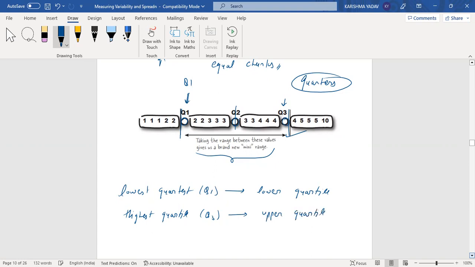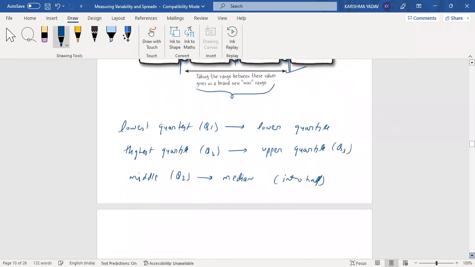Upper quartile, or you can say third quartile. And the quartile in the middle, that is the middle quartile, which is Q2. This is actually the median because it is splitting the data into half. Okay, so this is the median here.